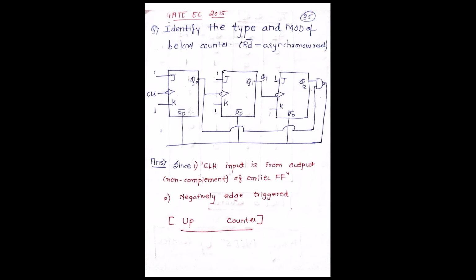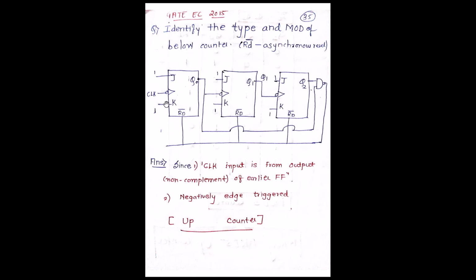Had it had a preset bar, it would have been a down counter. This is already taught in my previous video of introduction to asynchronous counter. Hence I have been telling you, if you are not understanding this, go and watch it over there. You will be having a better idea of the same. So when you have an RD bar or you have a clear bar, it indicates that it is an up counter, and if it's a preset bar, it indicates that it is a down counter. So it's an up counter.